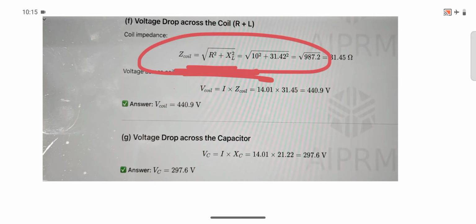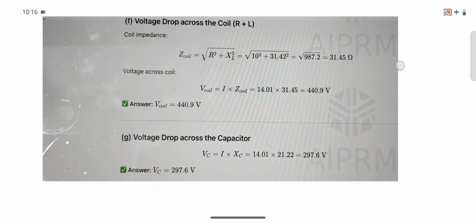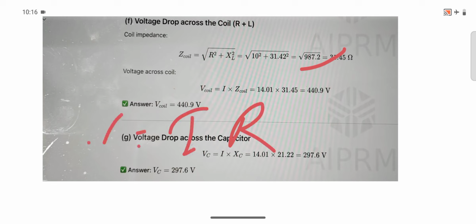Here we have removed XC. We have to only calculate inductive, not capacitive. We do not have to include it; we only have to include resistance and inductive. So you can use this formula, and you will get the value of Z across the coil, that means R plus L, and simply you will apply the formula V is equal to IR, and you will get this answer, voltage drop across the coil.